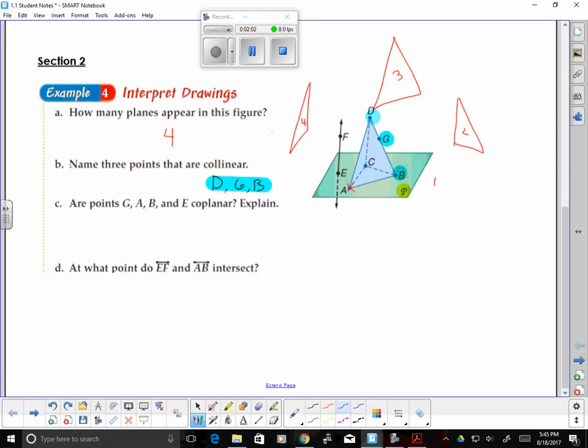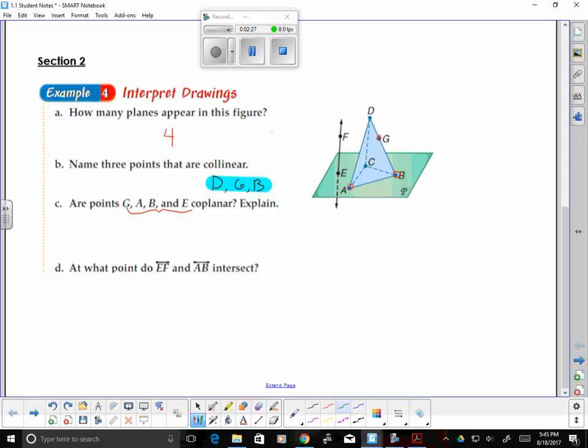So are points G, A, B, and E coplanar? When we say all 4 of them, that's the real test. Are all 4 of them on the same plane? So let's go and see. We had those 4 planes that we were looking at earlier. We've got G is here. We've got A is here. So far, so good. B is here. All 3 of those are on that triangular edge.